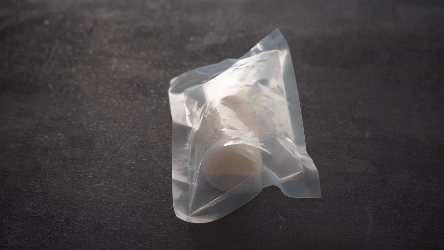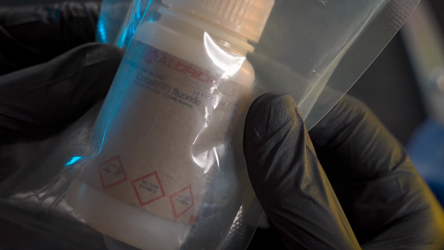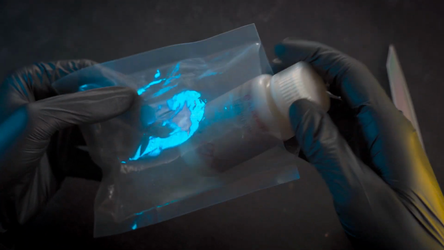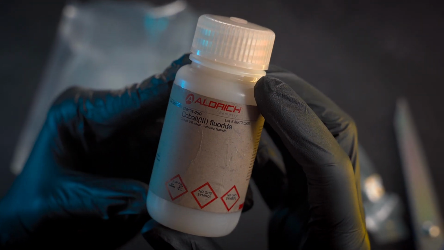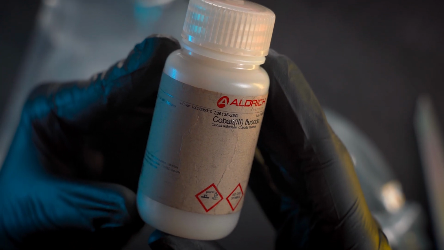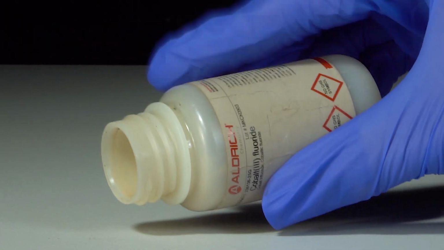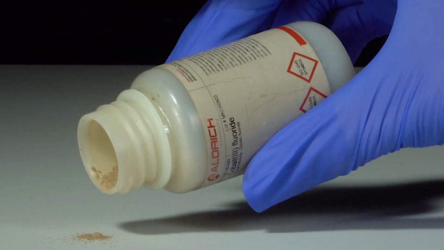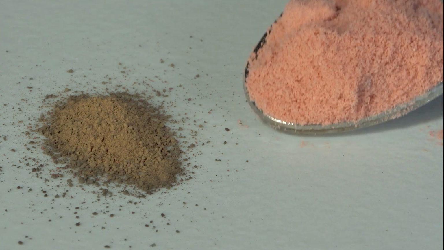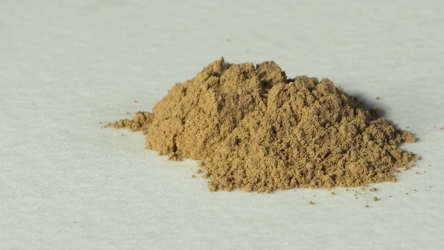We will be starting with cobalt trifluoride. This reagent is sensitive to air, and for this reason it is delivered in thick airtight packages filled with inert gas. Cobalt trifluoride is a highly reactive light brown powder, and as a comparison, this is pink cobalt difluoride. A bright brown cobalt trifluoride powder turns dark brown in air quite rapidly.